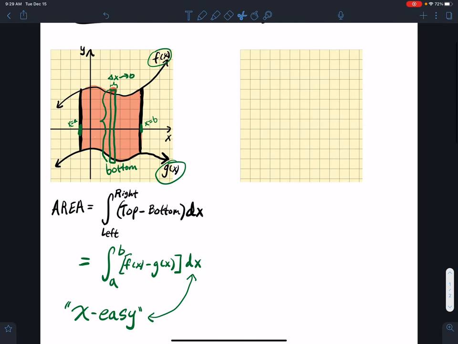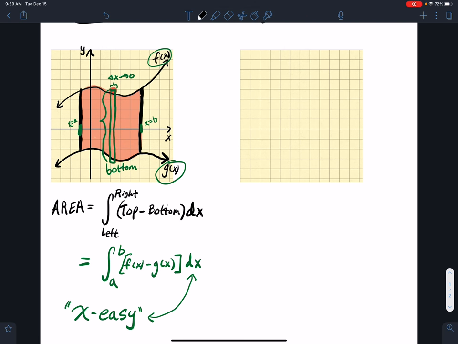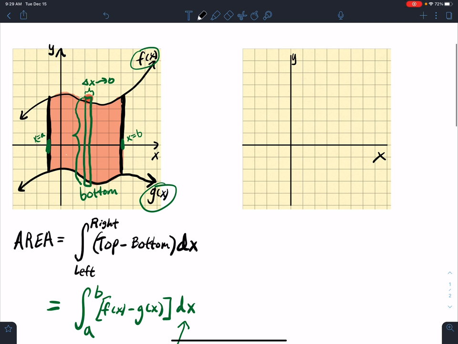Now, for the next part, let's do another graph, and I'll have my y-axis, and I'll have my x-axis, and I'm going to have a function that is not a function in terms of x. As you can clearly see here, it does not pass the vertical line test. It fails it because the vertical line passes through in more than one spot.